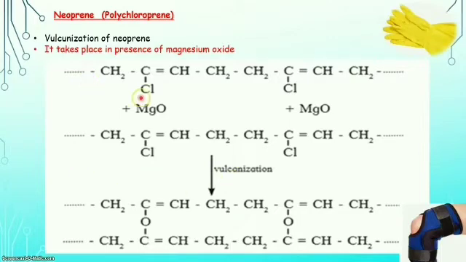Let us repeat this. Polymeric chains of neoprenes undergoes vulcanization in presence of magnesium oxide, as magnesium oxide is a chlorine acceptor, so both the polymeric chain of neoprene are linked together by oxygen. Next polymer is viscose rayon.